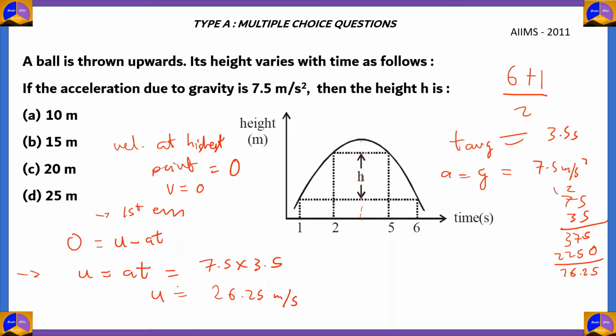So now we need to find the height h. If you notice the height h, it is the difference of height of the position of the object between the first and the second. So how do we solve this question? First thing we do is we find the position of the object using the second equation of motion at the time 1 second and 2 seconds.